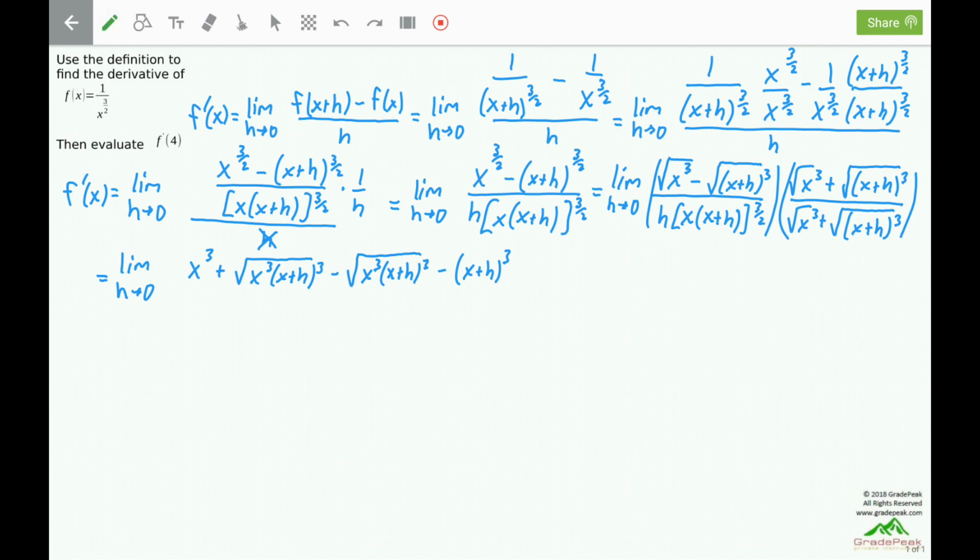All of this is over the denominator, which is going to be h times x plus h to the 3/2 times the square root of x cubed, which I will just rewrite as x to the 3/2 because I am not actually FOILing out the denominator, I'm keeping it factored, and then plus x plus h cubed under a square root, which will be an x plus h to the 3/2.